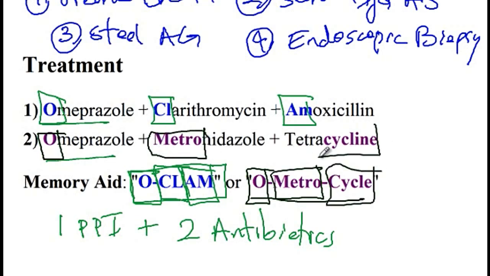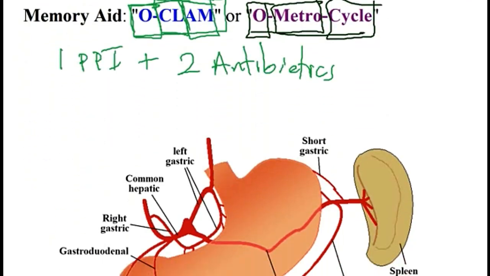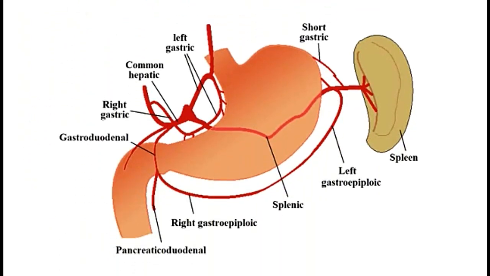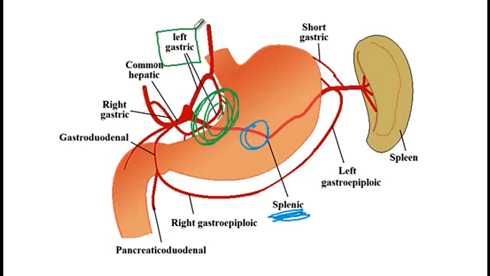Now, it's important to note that gastric ulcers can cause bleeding, and it depends on where the site of the gastric ulcer is, and thus it would be bleeding from different vessels, and you will need to be familiar with those. If the ulcer is in the posterior wall of the stomach, then the bleeding would be from the splenic artery. If it's in the lesser curvature of the stomach, then the bleeding would be from the left gastric artery.